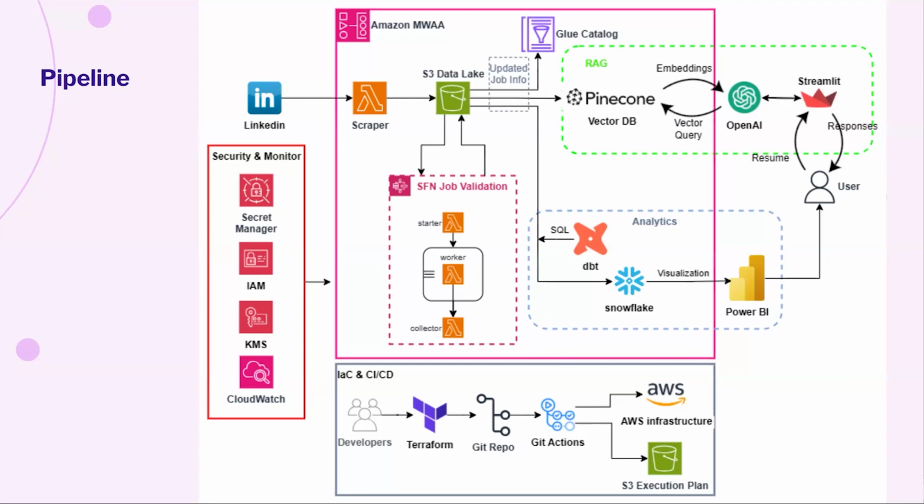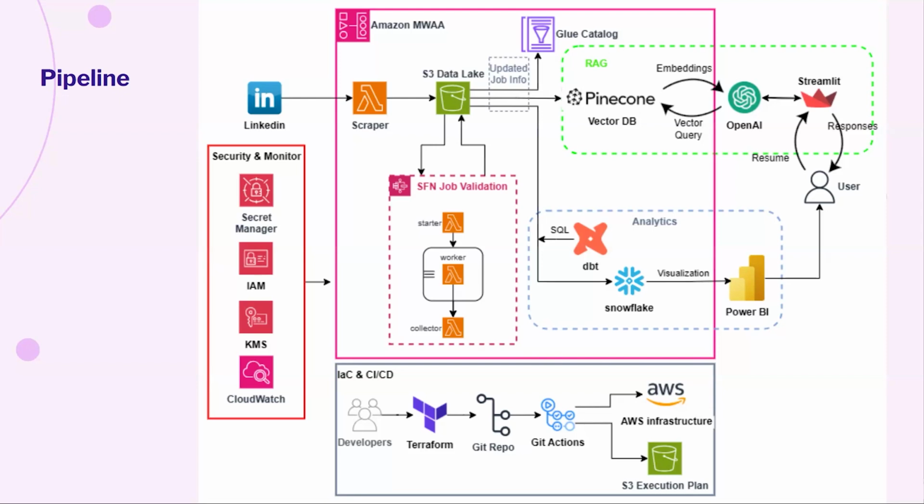The first one is Snowflake and analytics. Jobs are loaded into Snowflake staging tables, also registered in the Glue catalog for better metadata management, transformed with dbt, and finally Power BI is used to create reports and visualizations.